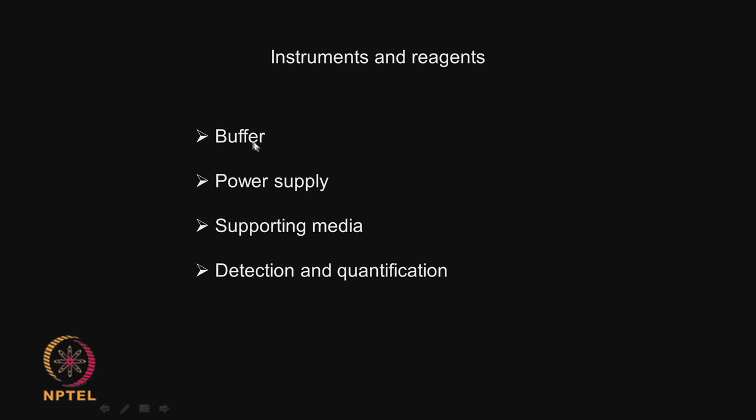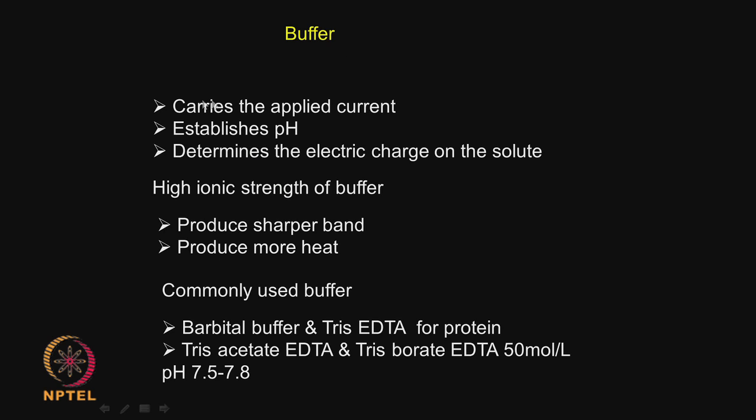So, what are the instruments and reagents you need? You need a buffer, you need a power supply of course, supporting media, detection and quantification, okay. These are the various reagents and instruments we require. So, the buffer carries the applied current, establishes the pH, and determines the electric charge on the solute. High ionic strength of buffer produces sharper bands, but it produces very high heat, so temperature could be very high. Commonly used buffers are barbital buffer, tris EDTA for protein, tris acetate EDTA and tris borate EDTA, 50 mole per liter for a pH of 7.5 to 7.8. So, these types of buffers are commonly used.